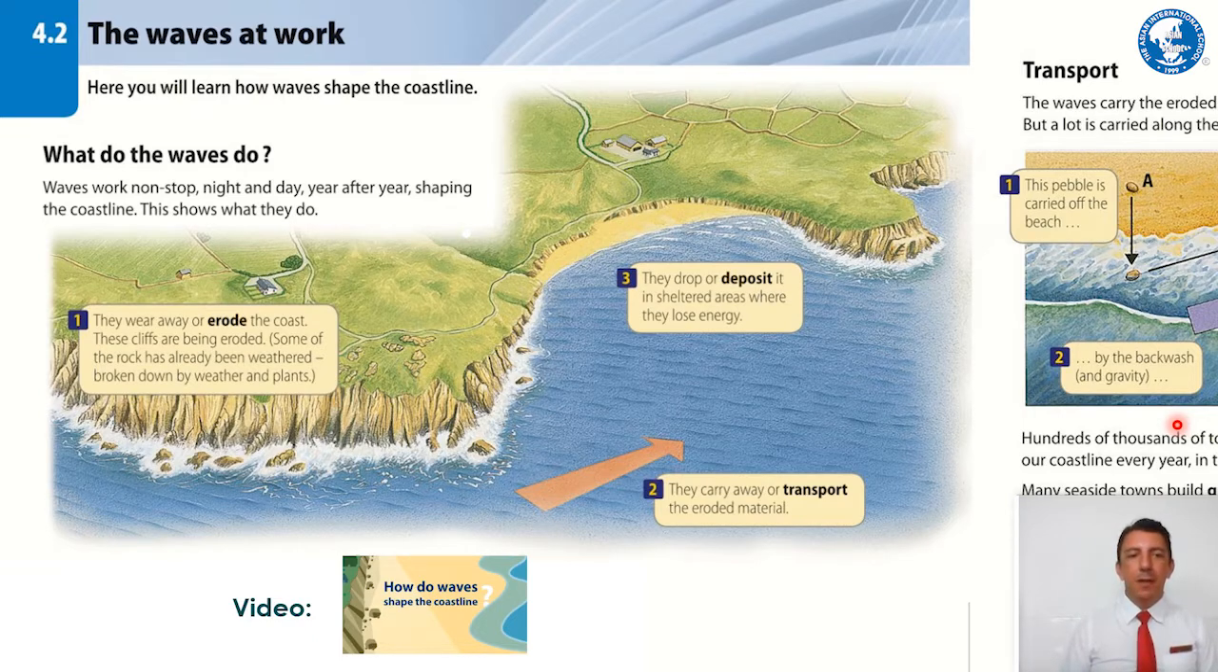That means some of the rock has already been weathered, broken down by weather and plants, and now the waves are eating away at the coastline. Number two, they carry away or transport the eroded material. And number three, they drop or deposit it in sheltered areas where they lose energy. So the three main jobs the waves do are erosion, transport, and deposition. This may seem familiar to you because last year you studied about rivers, and these are the exact same processes.